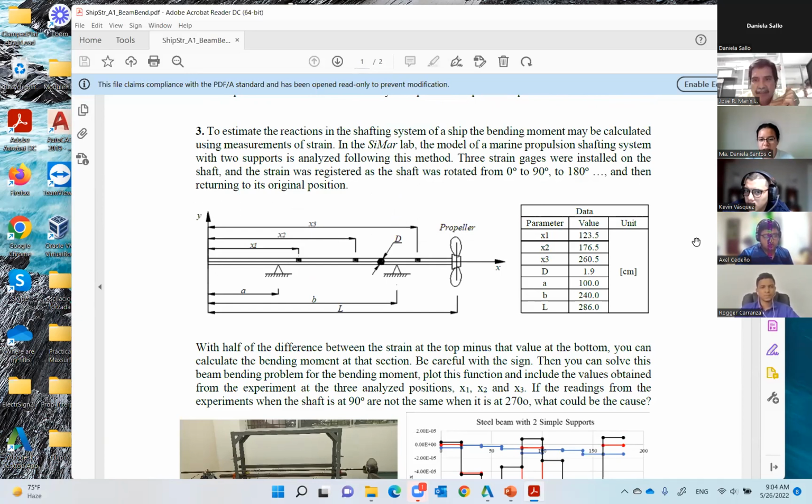Doctor, and in the exercise of the inertia, can we use the Mohr circle to deduce it?